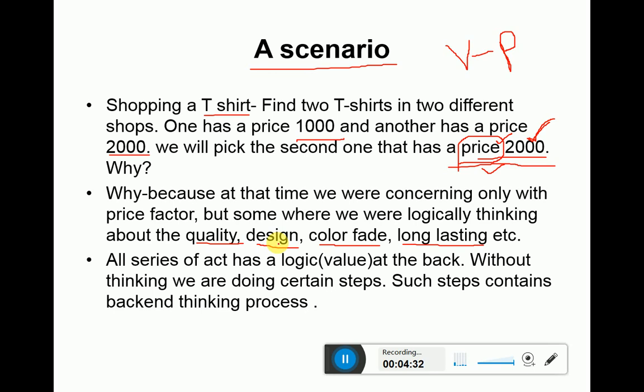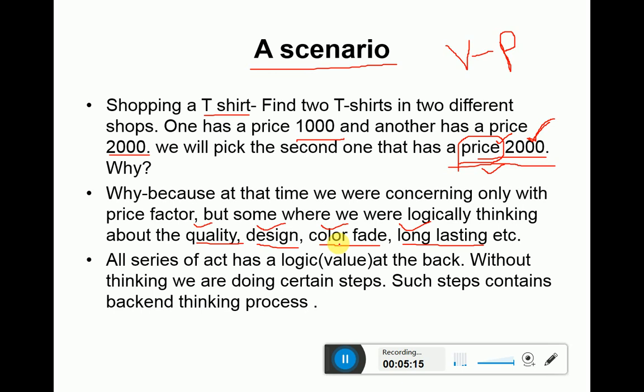So when I was taking a decision to buy a shirt, at the back end, my mind was thinking about the quality of the shirt, about the design, about the color fade, about the long lasting of the shirt, about the fashion orientation of the shirt as well. So it means that my mind had some process going on at the back end. When we are doing something, that is not clear without the thinking process. Every time when we are performing something, at the back end definitely there is a thinking process. So at the back end, in the thinking process, we gave value to these factors.